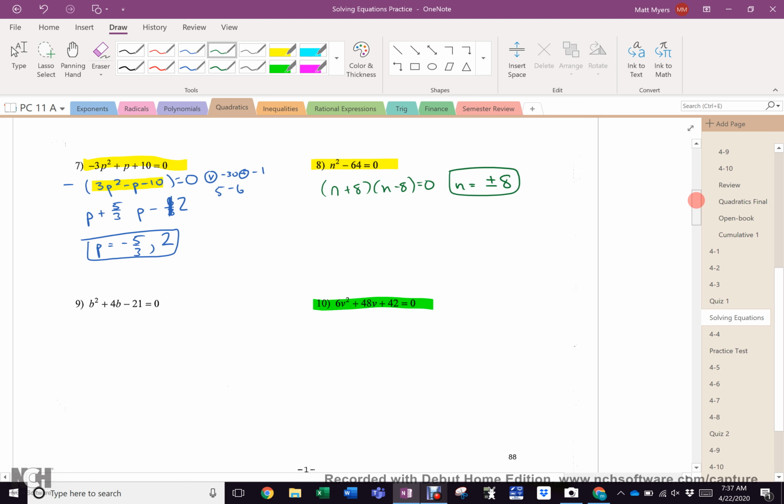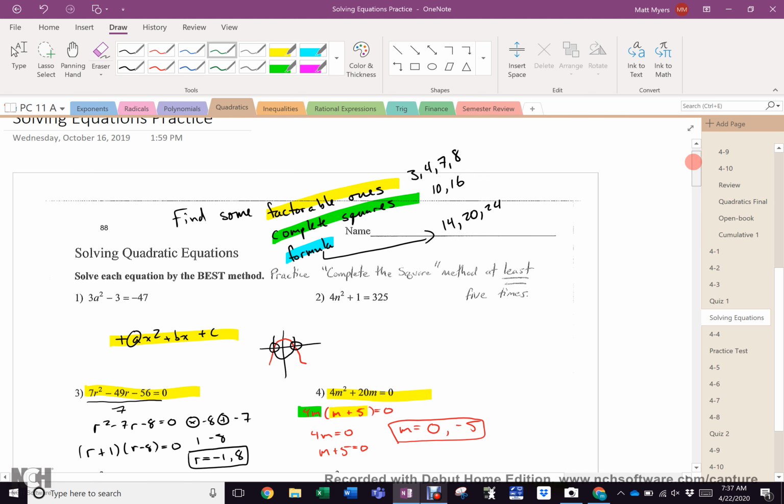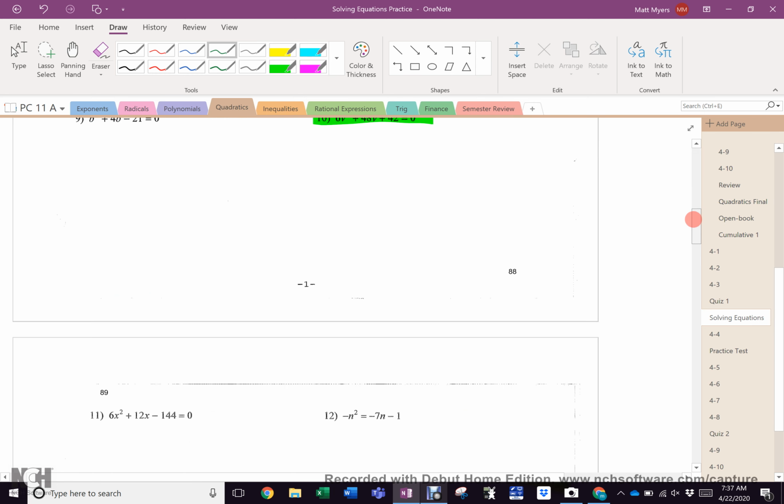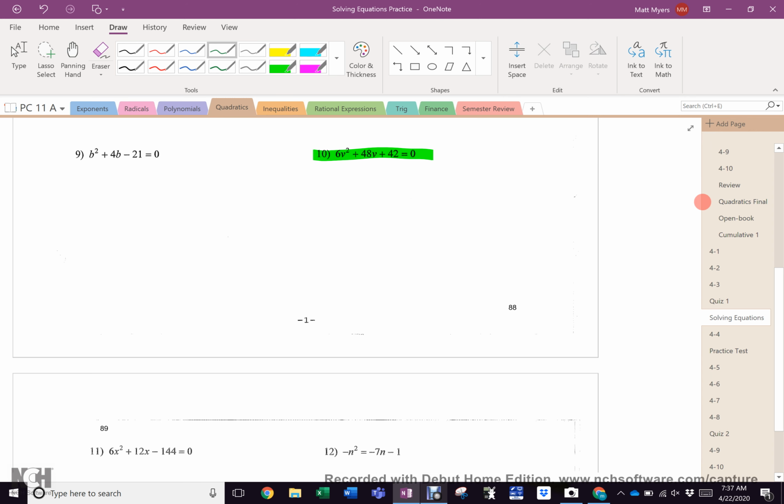Okay. Now what did I want you to do here? Complete the square for 10 and 16. So let's complete the square here. Now, even though I'm going to factor this, I wanted you to complete the square. So first of all, I see that 6 comes out of there. So I've got v squared plus 8v plus 7 equals 0. Now, I know we can factor this, kids, but I wanted you to practice completing the square.